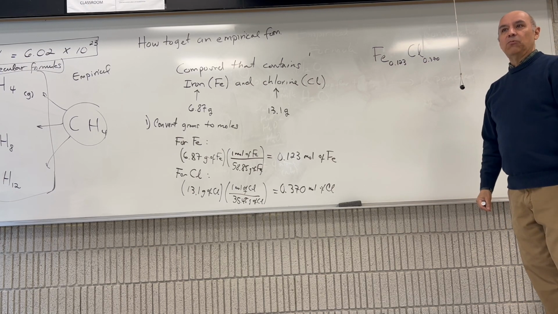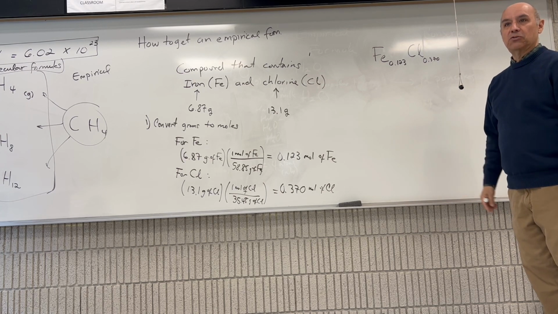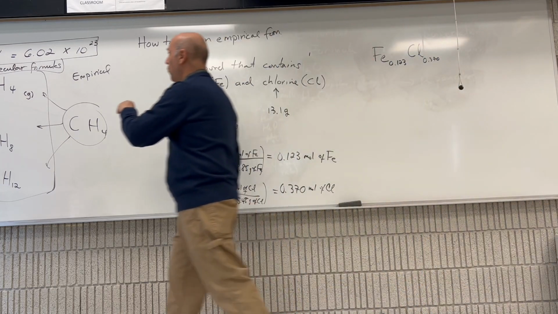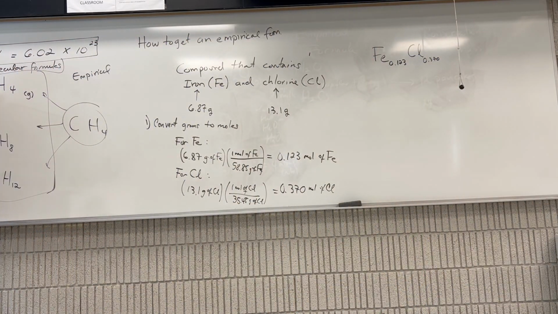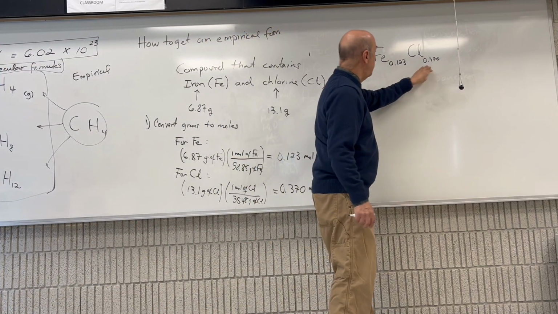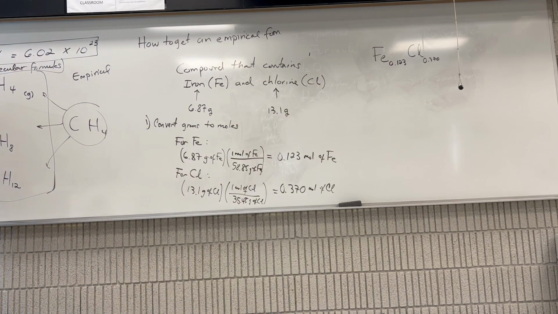However, we don't use decimal numbers in moles, right? We use whole numbers. The definition of empirical formula was the most simple whole number ratio of one atom to another. That's what it is. So how do we convert this into whole numbers? It's actually not that difficult. It looks difficult, but it's not.